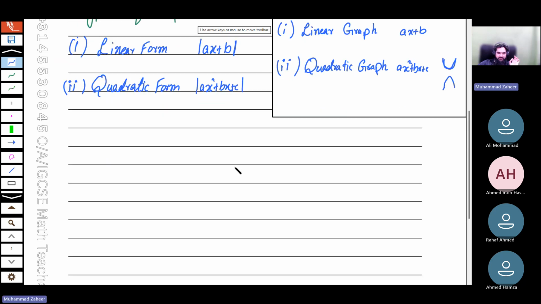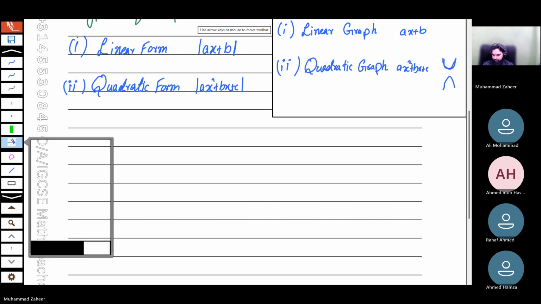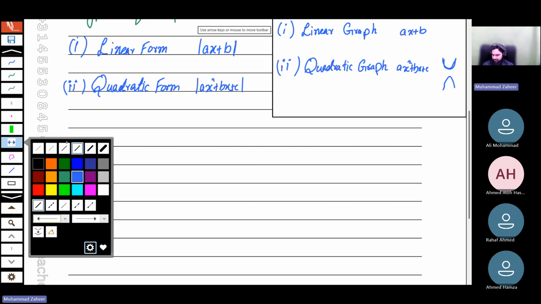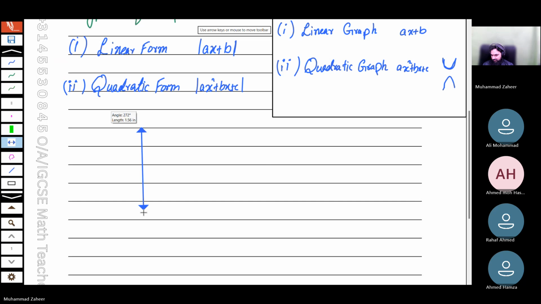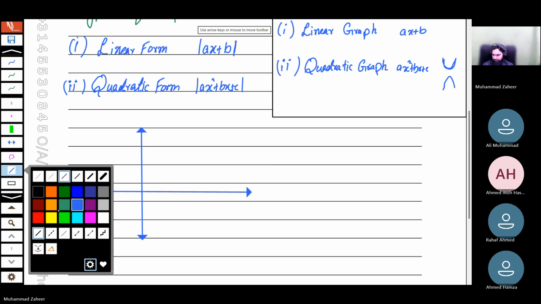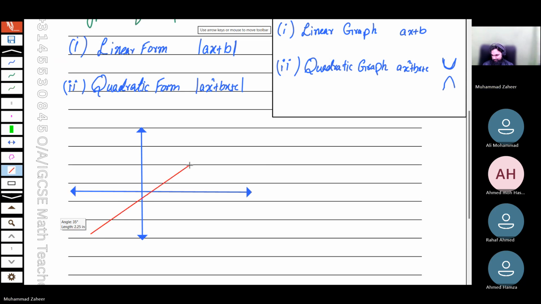If I give you a rough form, for example, let's say I make the coordinates. These are the coordinates, okay? And this is the straight line of any linear graph. Let's say I take the line y is equal to x, a simple line.